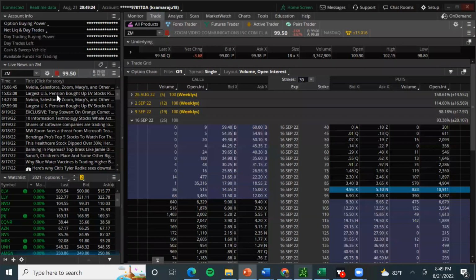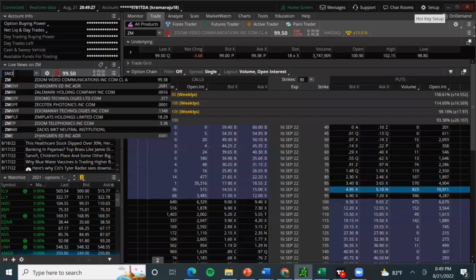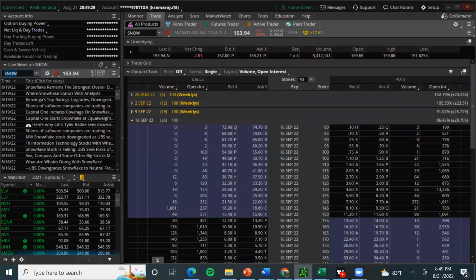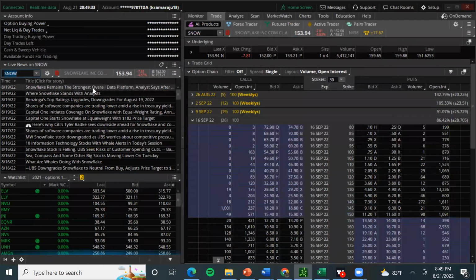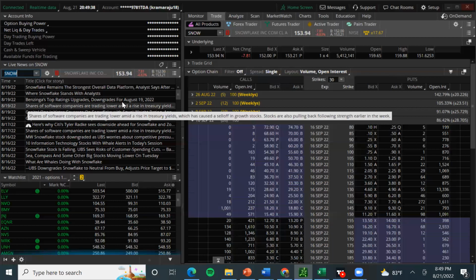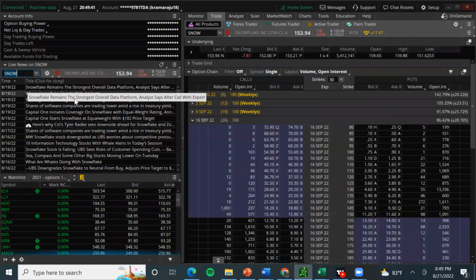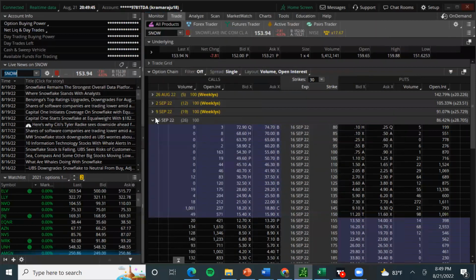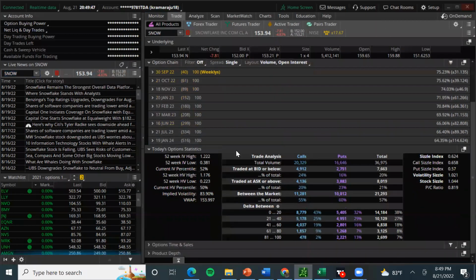If you see the news, overall, Snowflake remains the strongest overall data platform. If you see the analyst upgrades, there is a lot of good news around Snow. That is one factor. Then you see the option flow, 20,329 calls, whereas only 16,000 puts.